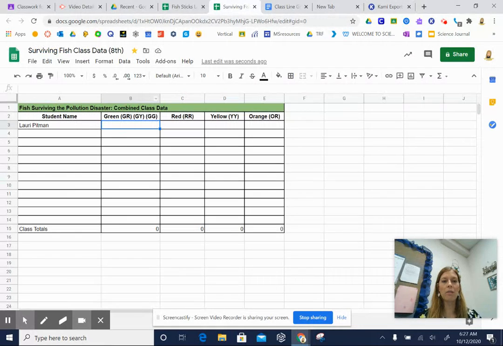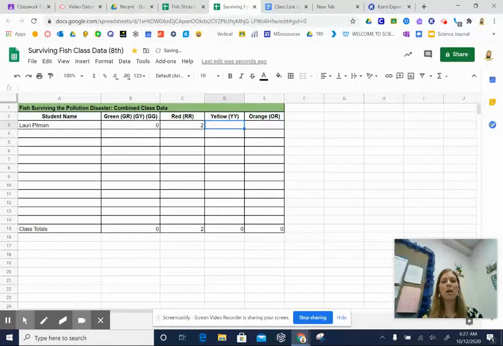Everyone should have 0 green at this point since they were all killed off due to the pollution. But you might have 2 red fish, 1 yellow fish, and 2 orange fish. Okay, so you're going to put your class data in. So come in, find a row that doesn't have a name on it, put your name in, and enter your numbers. Tomorrow, we will use the class totals to answer the final questions on our fish sticks lab at the bottom.